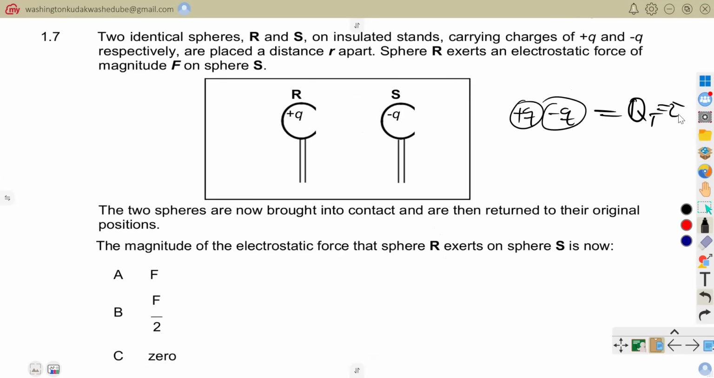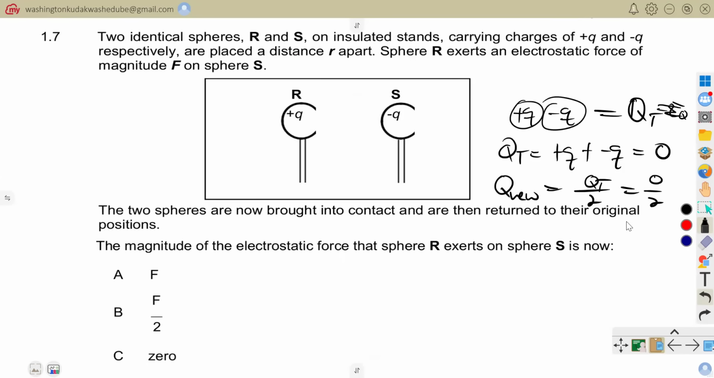So we are going to have the sum of the individual charges. The total charge is going to be equal to positive Q plus negative Q, which is equal to 0. When they are separated, each is going to have a new charge, which is equal to the total charge divided by 2. That is going to be 0 over 2.